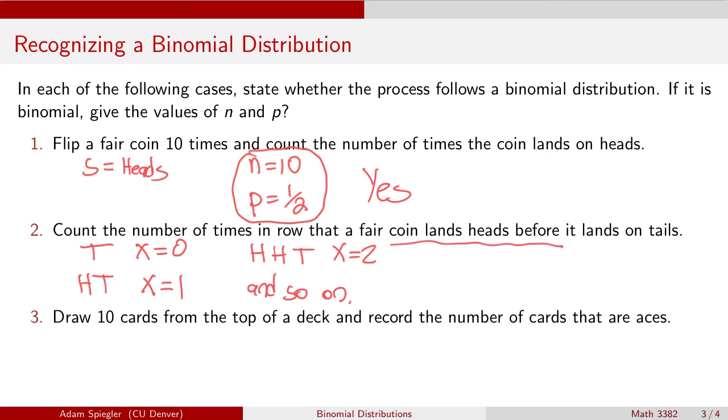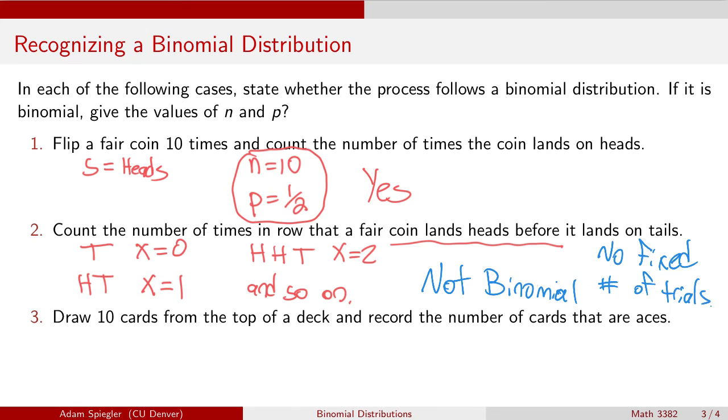We don't have a fixed number of trials. I can't say we're going to flip the coin this number of times and then count this. The number of flips that it takes is different from outcome to outcome. So in this case, we would say this is not binomial, since there's no fixed number of trials.